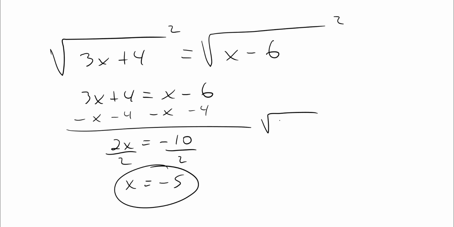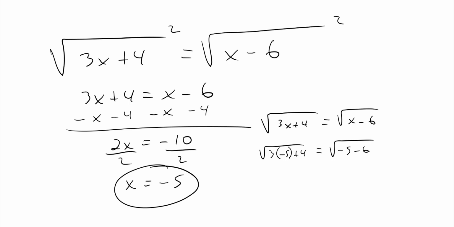The square root of 3x plus 4 is equal to the square root of x minus 6. Let's plug that in. I put a negative 5 in there, so 3 times negative 5 plus 4 equals negative 5 minus 6. So 3 times negative 5 is negative 15 plus 4 is negative 11. So the deal is you can't take the square root of a negative number. You can't have a negative in here. That's impossible. If I go to check it and hit the square root button, it would give me an error. So this one actually is no solution, no real solution.